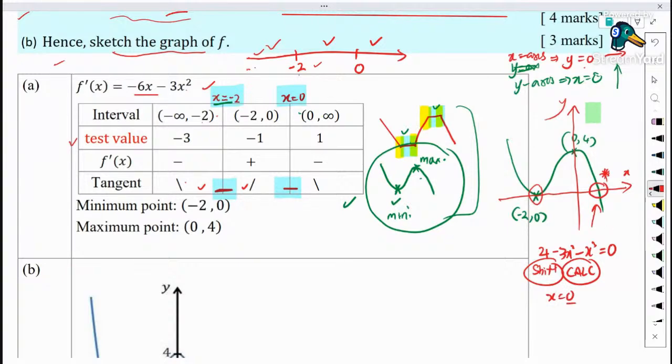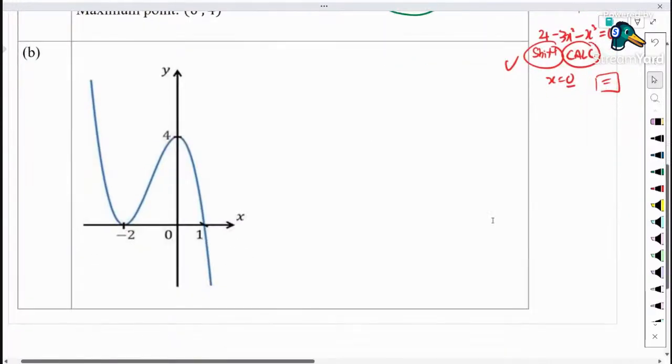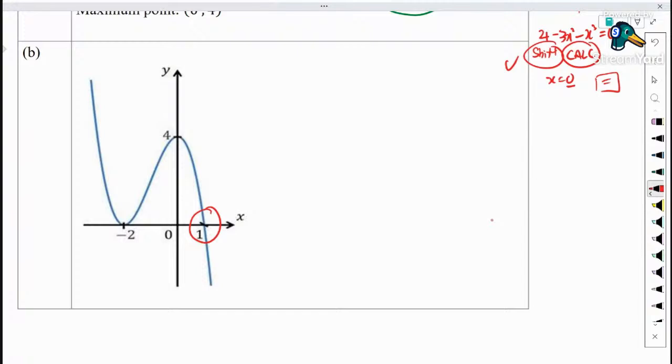So you substitute 0. Depending on the type of calculator you have, you need to press equal maybe 1 time or 2 times, depending on the mode of your calculator. Or for some older calculators, you need to press shift calculate 2 times and then wait for the result. Then you will get this x-intercept. And the final answer for the graph will look something like this. As you can see, we are able to find out the x-intercept is equal to 1. So therefore, for the graph sketching.